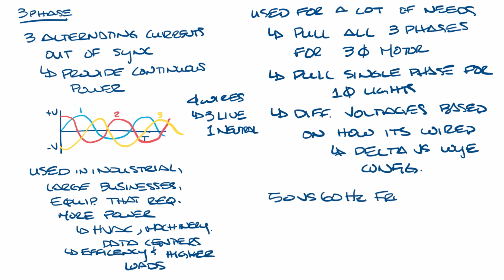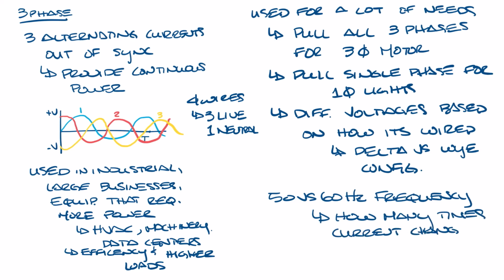There's also frequencies. So you'll see 50 Hertz in Europe and Asia and 60 Hertz in the US. 50 or 60 Hertz refers to the number of times the electric current changes direction per second. It's the frequency of the waveform. 60 Hertz systems alternate current 60 times a second, and 50 Hertz alternate 50 times a second.